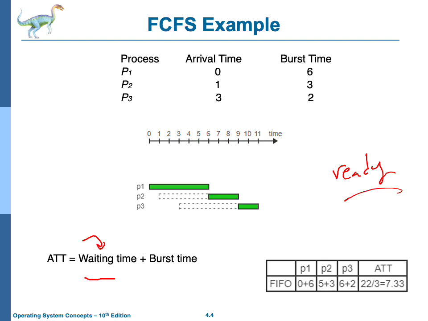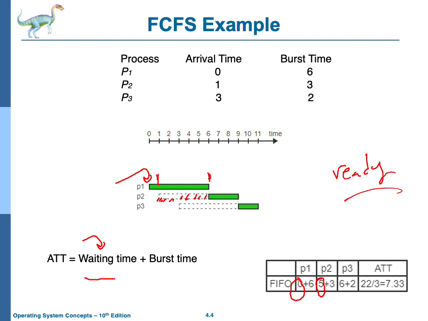For P1, for example, it arrived at time 0, right? And it started running at time 0. So the waiting time for P1 is actually 0. It did not wait in the ready queue for any period of time. Now for P2, it arrived at time 1, right? And then it started running at time 6. So while P1 is executing, P2 was waiting between time 1 and time 6, right? So P2 waited for 5 milliseconds.